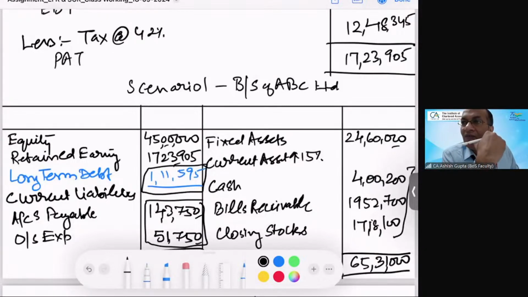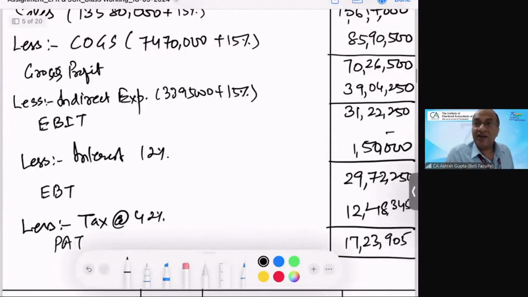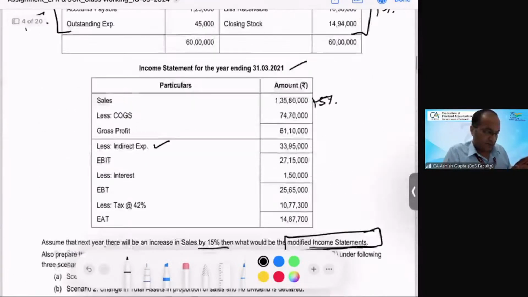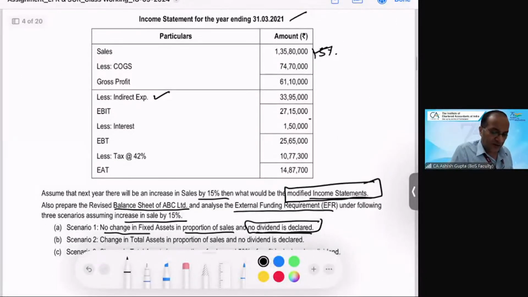Anila is asking, sir, what about the interest? See, beta, interest is there. 12% we have taken because this interest is for the complete year. We have used the debt of 13,30,000 for the complete year, and we have paid this much of interest because the interest figure has been given to us here.